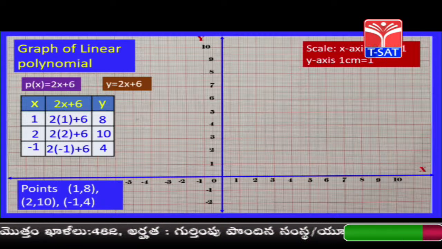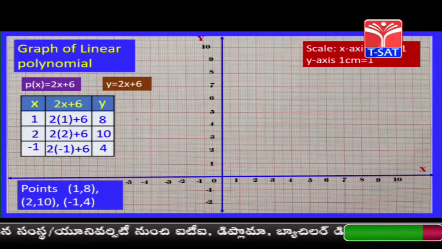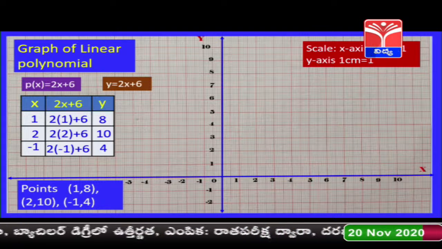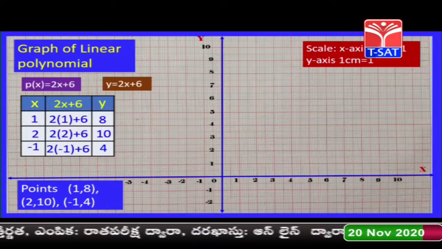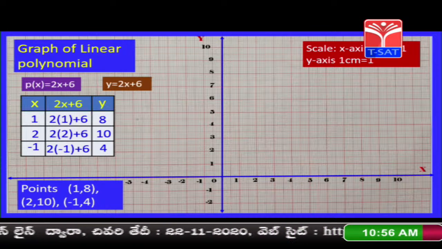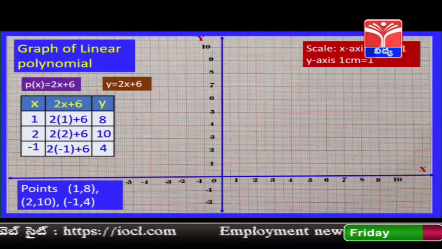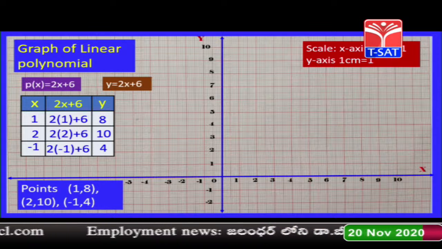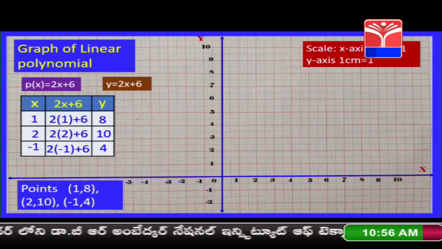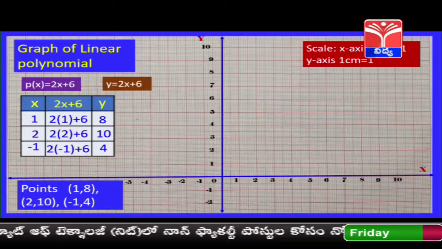Now the scale factor is, on the x-axis we have divided each centimeter into 1 unit. In the same manner, on the y-axis each centimeter we have divided into 1 unit. As per our requirement, we need to take the scale factor here. We should observe the x coordinates and the y coordinates. So here we have 1 comma 8, 2 comma 10 and minus 1 comma 4.